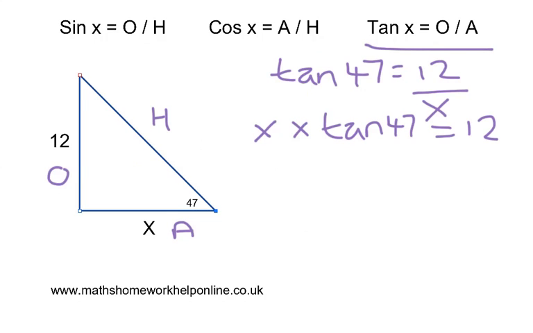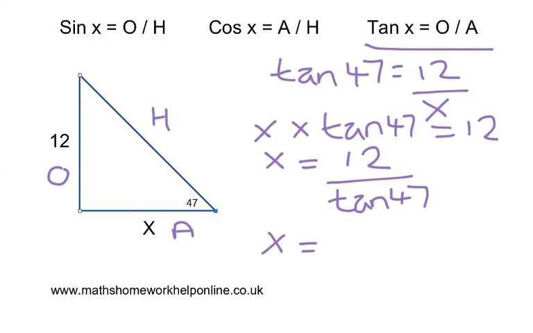But we don't want the tan 47 there, we want to get x by itself, so therefore we need to move it to the other side, so the opposite of times is divide, so that becomes x equals 12 divided by tan 47. And finally, if we put that into the calculator, we get that x is equal to 11.2 to 1 decimal place.